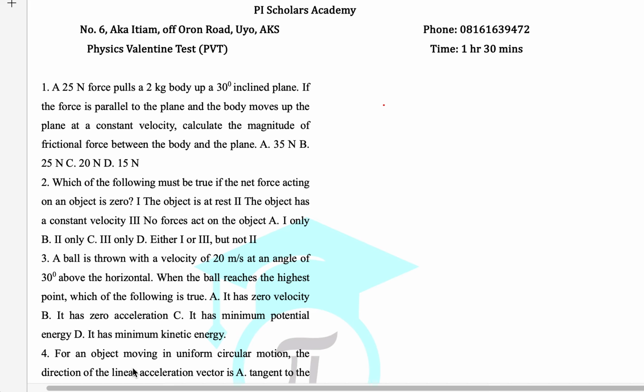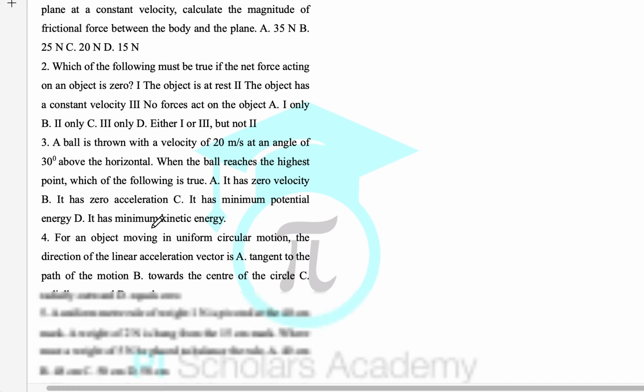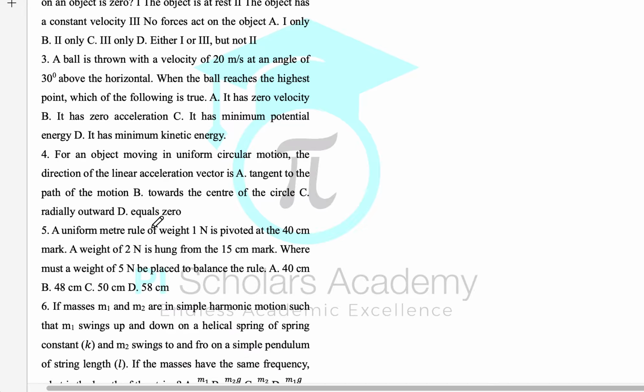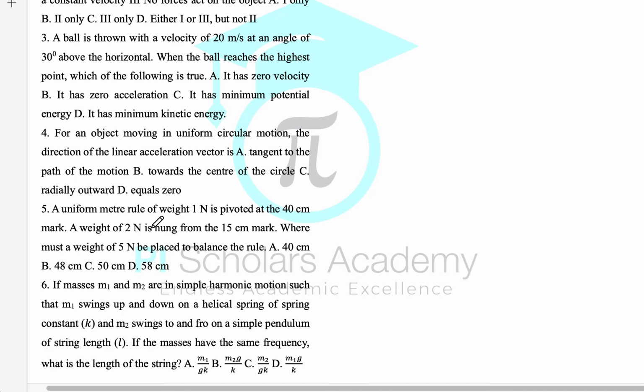UTME Physics practice problems. I'm currently on question number 3. For question number 3, we have a ball which is thrown with a velocity of 20 meters per second at an angle of 30 degrees above the horizontal. When the ball reaches the highest point, which of the following is going to be true?